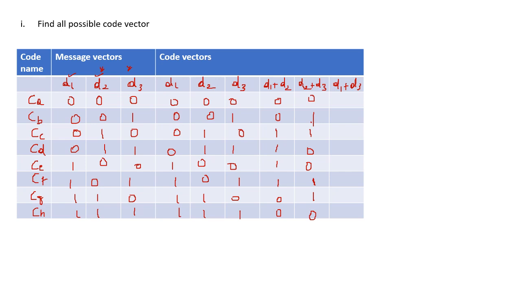So this is how we get the next bit of all possible code vectors. The last equation is D1 plus D3. So you are going to add the D1 and D3 bits and fill this column. D1 plus D3: 0 plus 0 will be 0, 0 plus 1 will be 1, 0 plus 0 will be 0, 0 plus 1 will be 1, 1 plus 0 will be 1, 1 plus 1 will be 0, 1 plus 0 will be 1 and 1 plus 1 will be 0. So these are all possible code vectors for the given generator matrix.